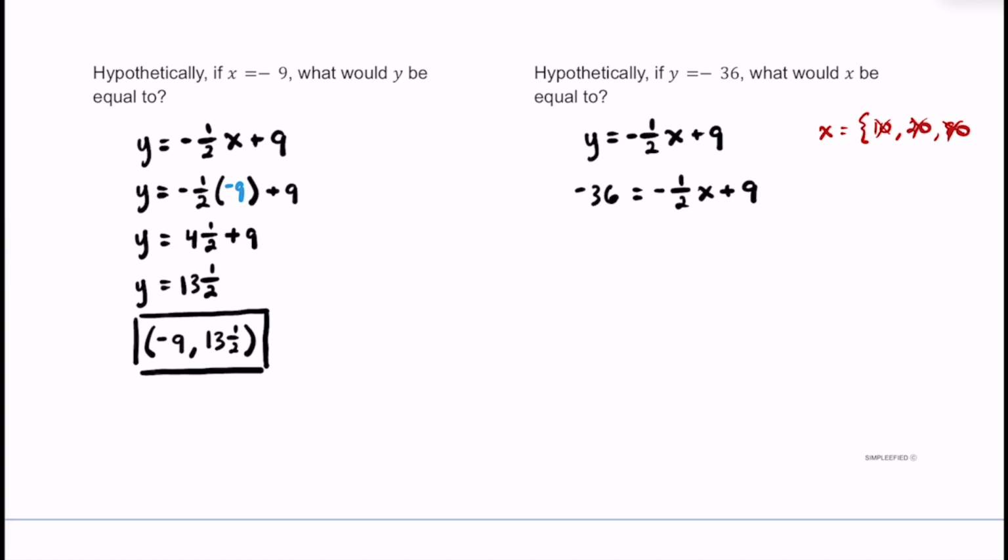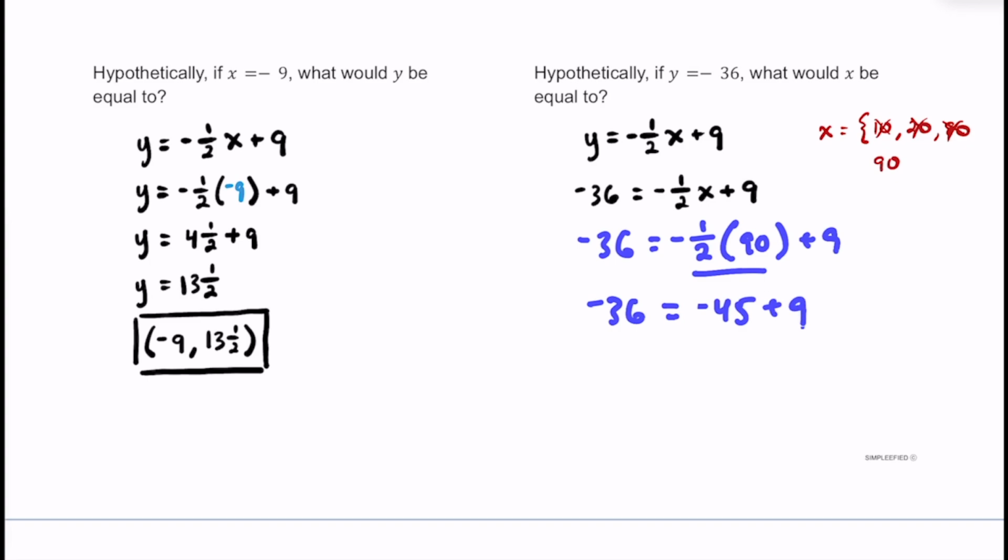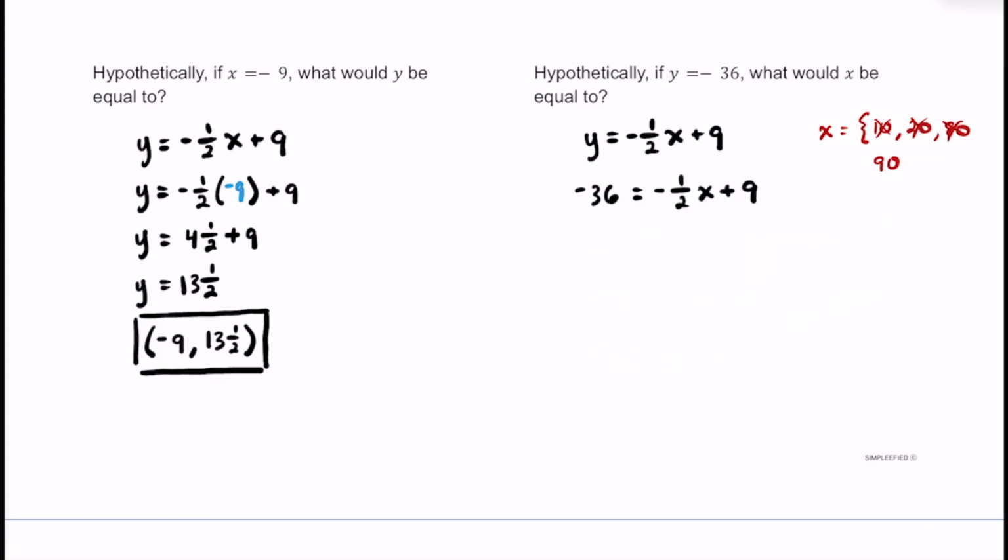Let's go even smaller. Let's try something like 90. Let's see if that's any better. If we say x is 90, we can say negative 36 is equal to negative half of 90, and then plus 9. Well, let's see, half of 90 is 45. So negative half of 90 is negative 45. Negative 45 plus 9, that is exactly negative 36. So this actually works out finally. So we know x is going to equal 90.